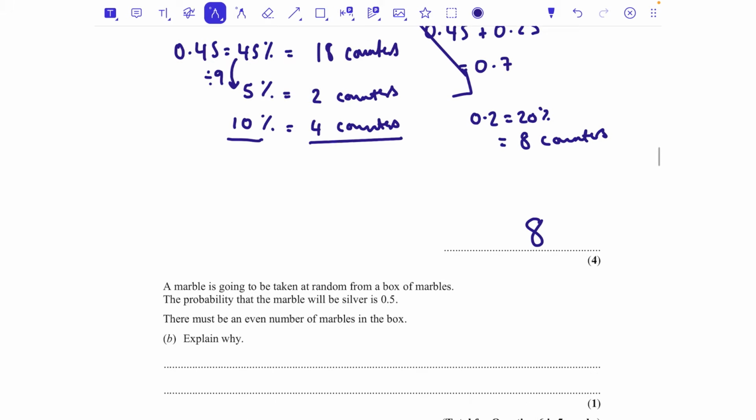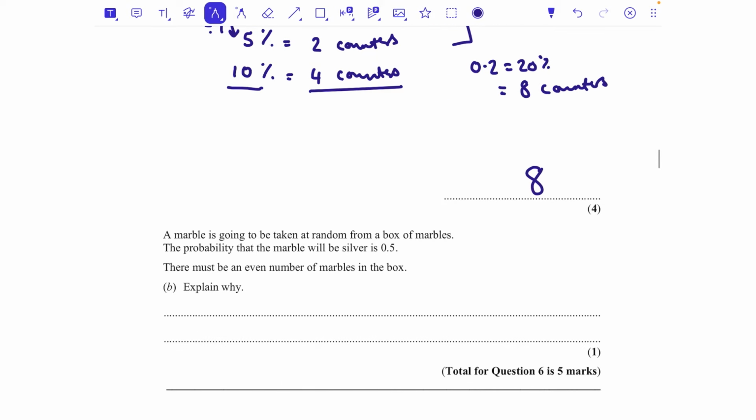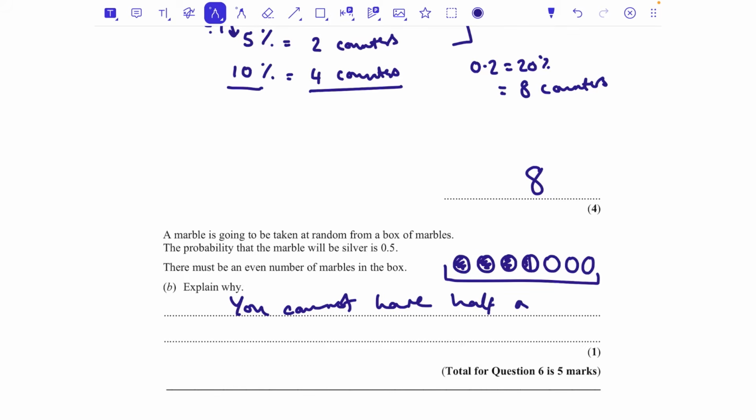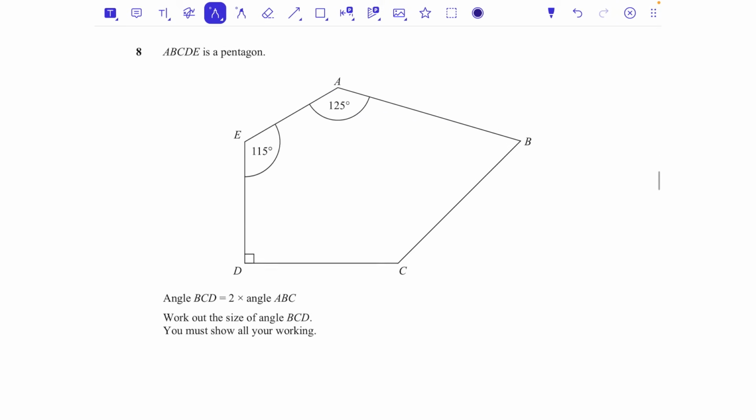A marble is going to be taken at random from a box of marbles. The probability that the marble will be silver is 0.5. There must be an even number of marbles in the box. Explain why. Well, if there was an odd number of marbles, let's say we've got 7 of them, 1, 2, 3, 4, 5, 6, 7. For there to be 50% silver, you would have to have half a marble being silver. So quite literally for this one, you get the mark if you say you cannot have half a marble. It has to be an even number of marbles because you can't have half a marble. If it's going to be exactly 50%, half has to be silver, and so we can't have half a marble, so it can't be odd.